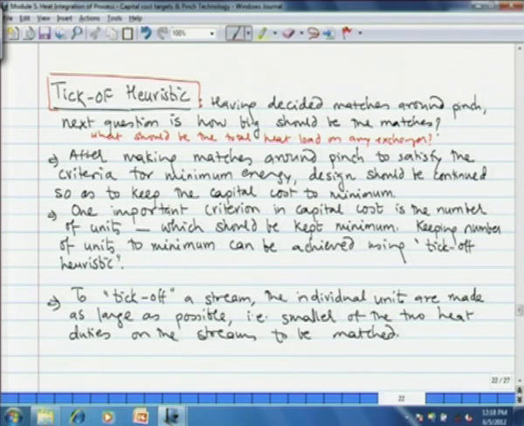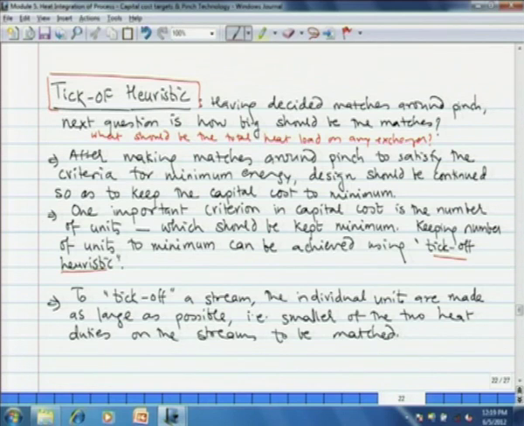After making matches around the pinch region to satisfy the criteria for minimum energy, design should be continued so as to keep the capital cost to a minimum. One important criterion in capital cost is the number of units, which should be kept at a minimum. Keeping a minimum number of units can be achieved using what is known as the Tickoff heuristic. What is the Tickoff heuristic? To tick off a stream, the individual units are made as large as possible.